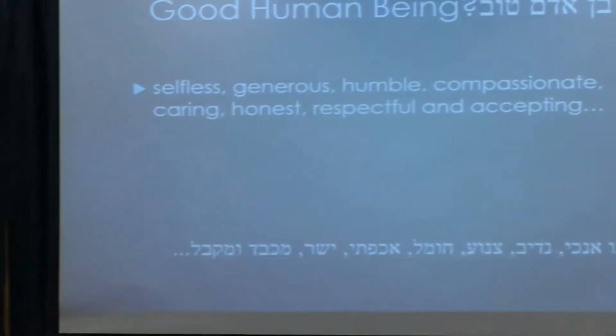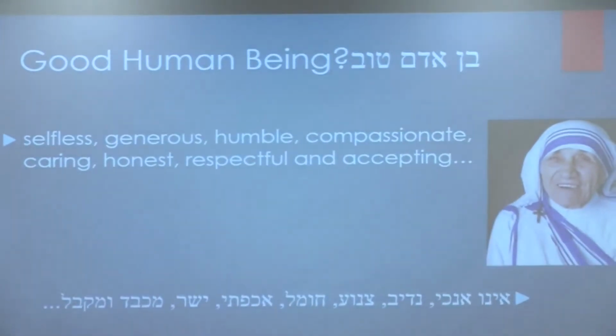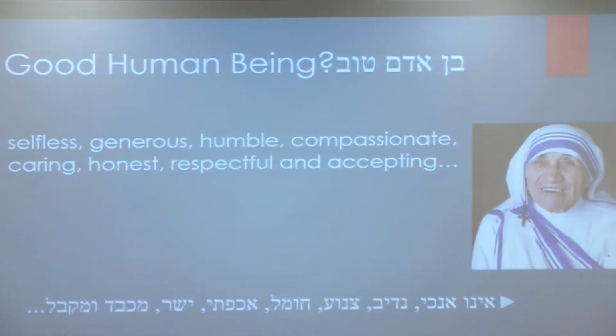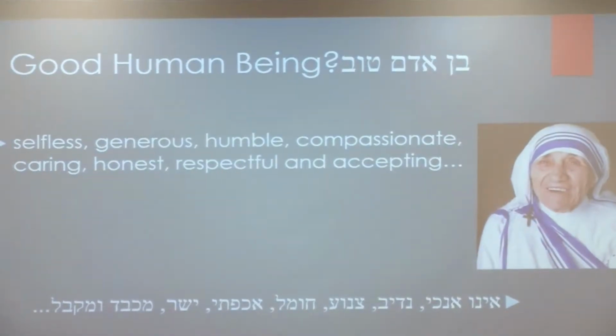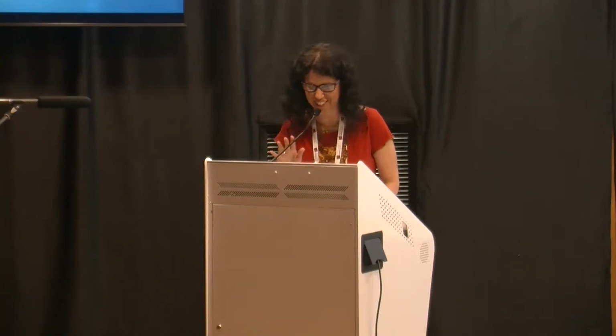I'm going to give a quick example of a good human being, someone like Mother Teresa. I think you would all agree that she is high up on the good moral human being list. And often we think of them as selfless, generous, humble, compassionate, caring, honest, respectful, and accepting. Do you think these are always the kinds of words that you would give to a so-called genius or great artist? No, not always, right? So you can already start to see that there's some issues.